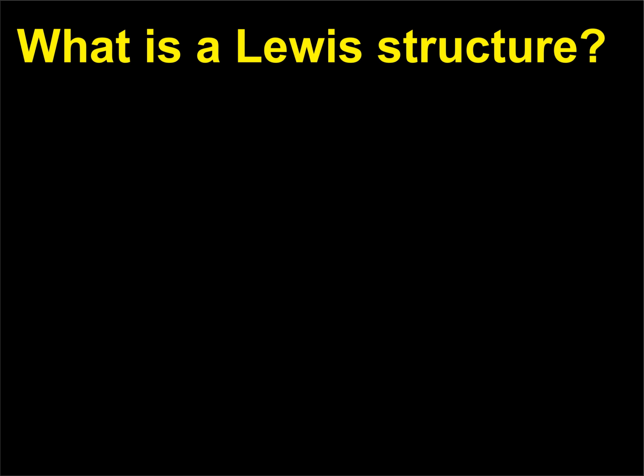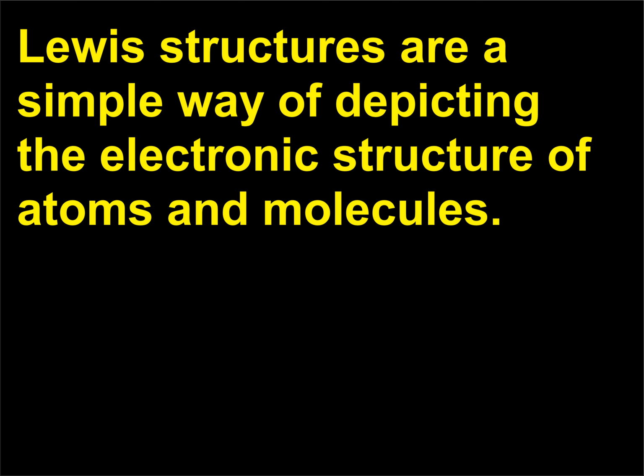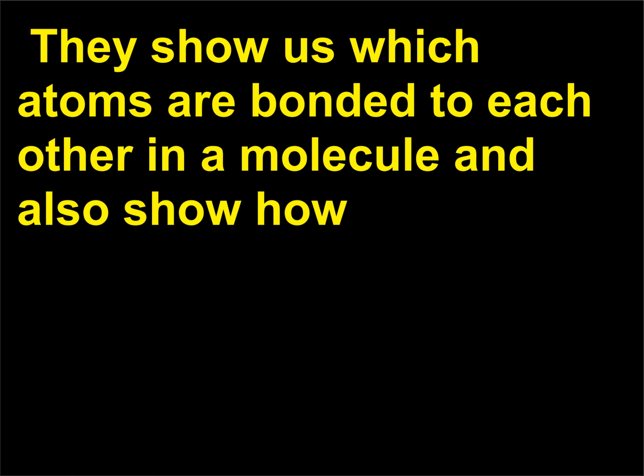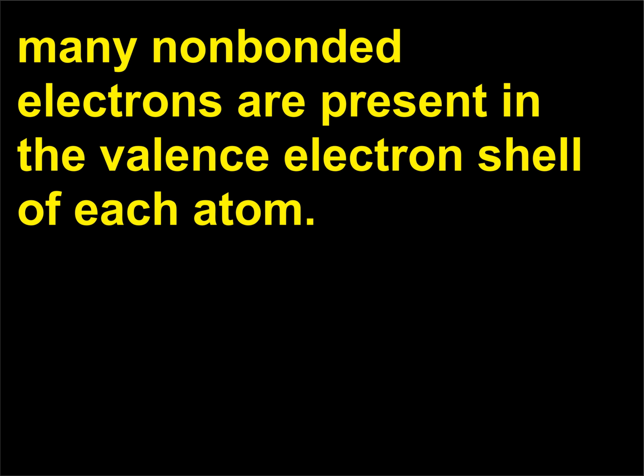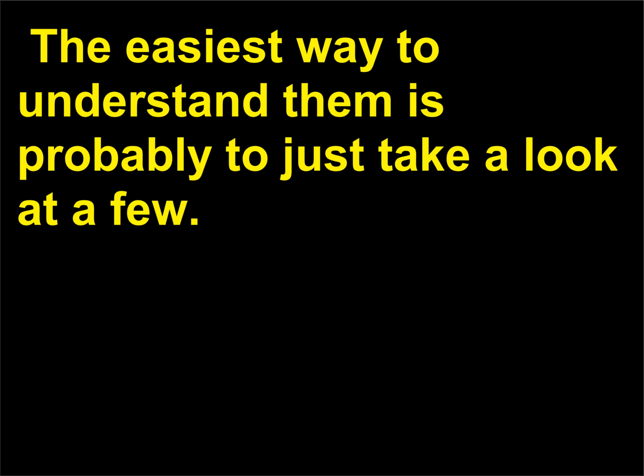What is a Lewis structure? Lewis structures are a simple way of depicting the electronic structure of atoms and molecules. They show us which atoms are bonded to each other in a molecule and also show how many non-bonded electrons are present in the valence electron shell of each atom. The easiest way to understand them is probably to just take a look at a few.